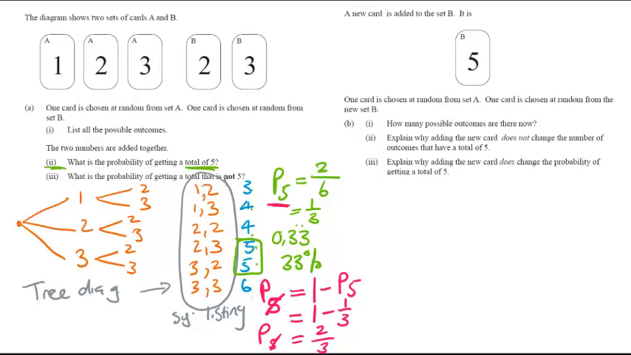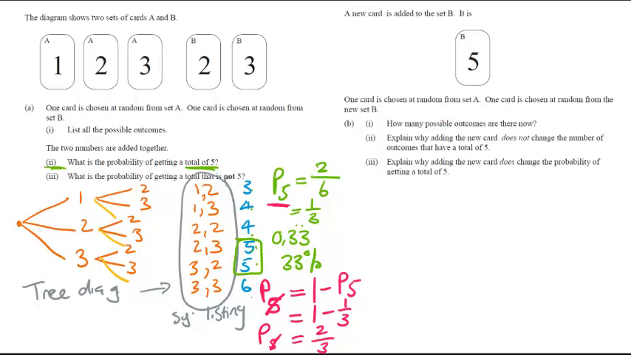A new card is added to set B. It is now the number 5. One card is chosen at random from set A and one card from set B. How many possible outcomes are there now? So what happens now is we are going to add an additional branch. So if I go back to my previous drawing, I would add an additional branch on each one, right? Making it 3 branches instead of 2 on my second card, drawing of the second card.